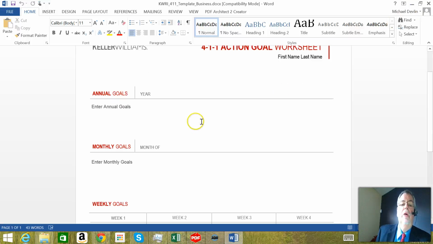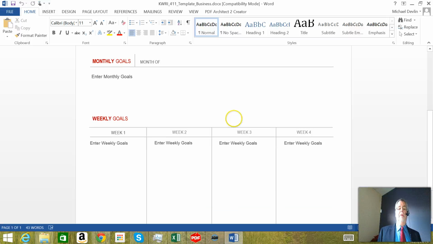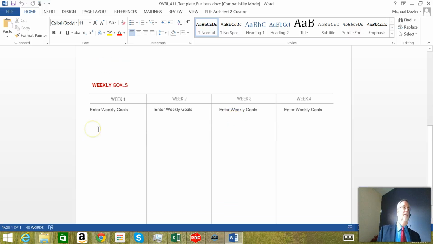What the 411 would be is to take those items, because you understand the GPS is more of a global positioning system. It's sort of a sky look at it. But what the 411 does is it breaks it down into weekly goals. What would be some examples of weekly goals that you could have? Number of calls made.